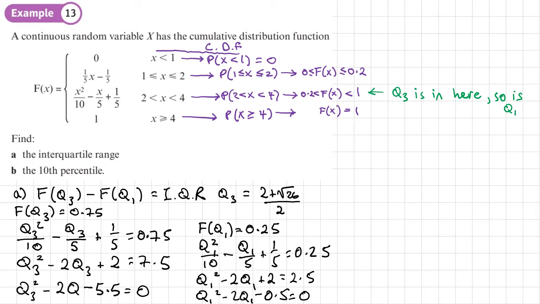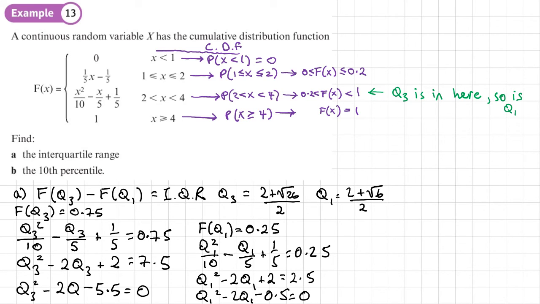And again, I'm just going to use my calculator to work out the value of Q1. So I get values of 2 plus root 6 over 2 and 2 minus root 6 over 2. Now the 2 minus root 6 over 2 is negative. I can reject that because x is not negative, so I'll write down the exact value and use that in my working. So I've got 2 plus root 6 over 2.